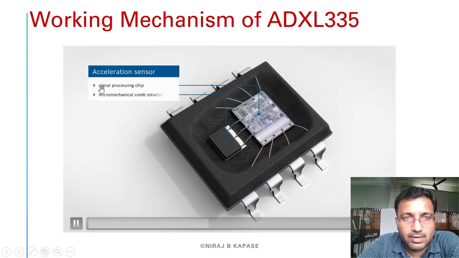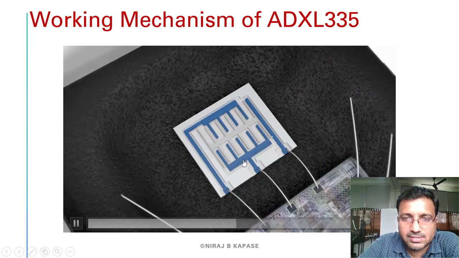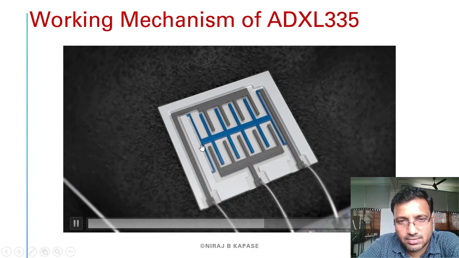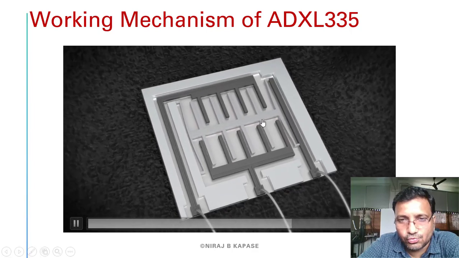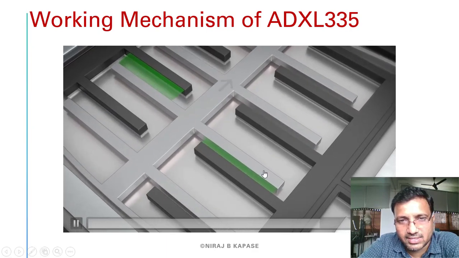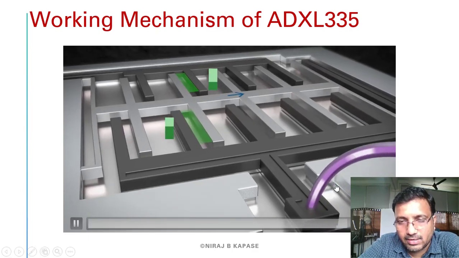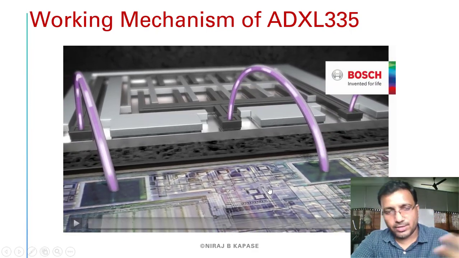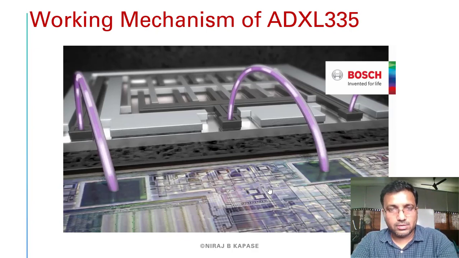In the accelerometer sensor, there is a signal processing chip available, and then there is a micromechanical structure. This is a capacitor structure. Whenever there is acceleration on any side, this is a movable structure, and this is a fixed structure. Whenever there is acceleration, this movable structure moves, and due to that it generates a change in the voltage. That voltage is measured via these connecting devices, and the ICs convert that voltage into the respective acceleration. Okay, so this is the mechanism of ADXL335.